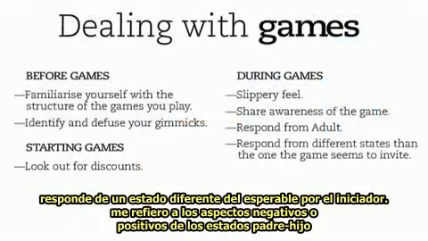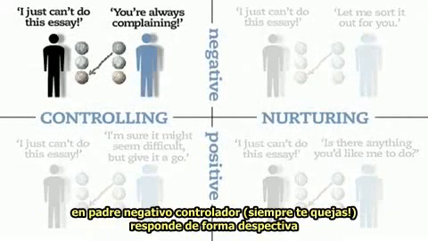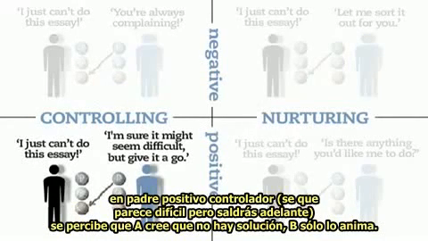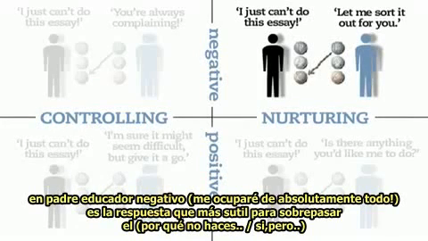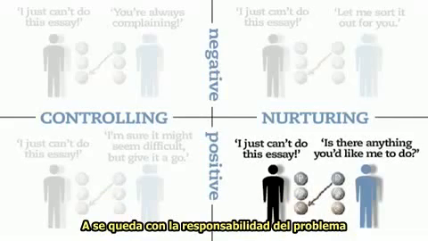You could respond from different states than the one the game seems to invite. This refers back to the negative and positive aspects of the parent and child discussed earlier. Here are 4 examples of alternative ego responses to the why don't you, yes but game. The negative controlling parent delivers a dismissive, persecuting rebuke. The positive controlling parent challenges A's initial discount that the task is impossible and directs A to give it a go in an encouraging way. The negative nurturing parent leaps in to rescue, and this is the most likely to cross over into why don't you, yes but. The positive nurturing parent is willing to help but invites A to give the direction. In this way, A retains responsibility for the problem.